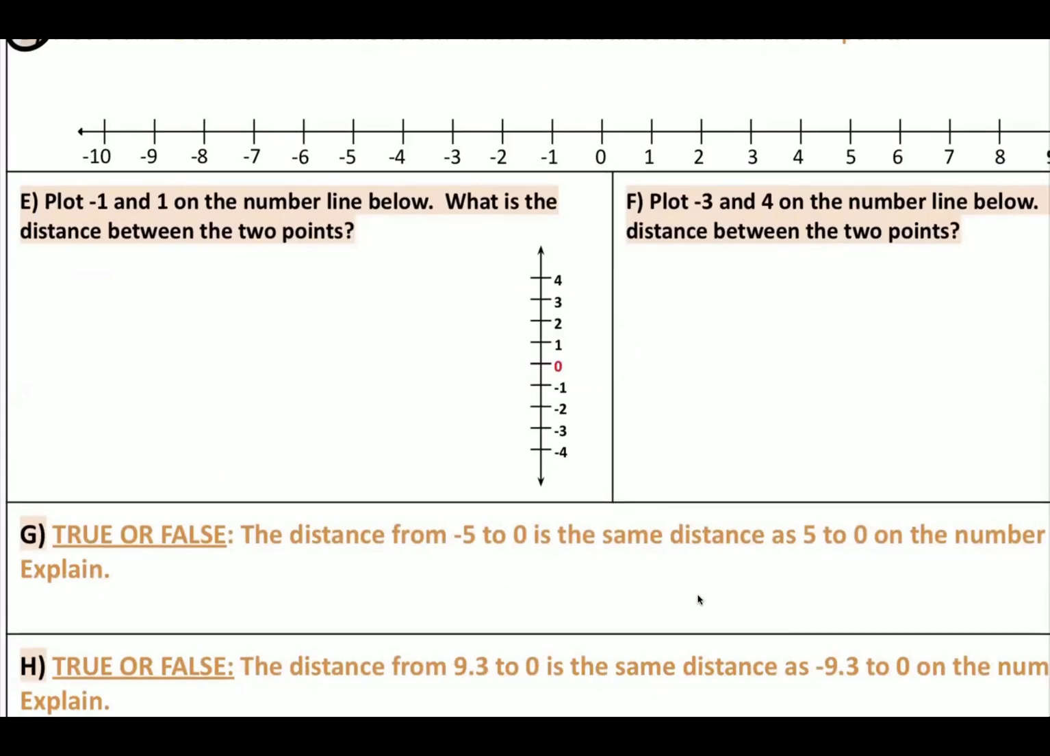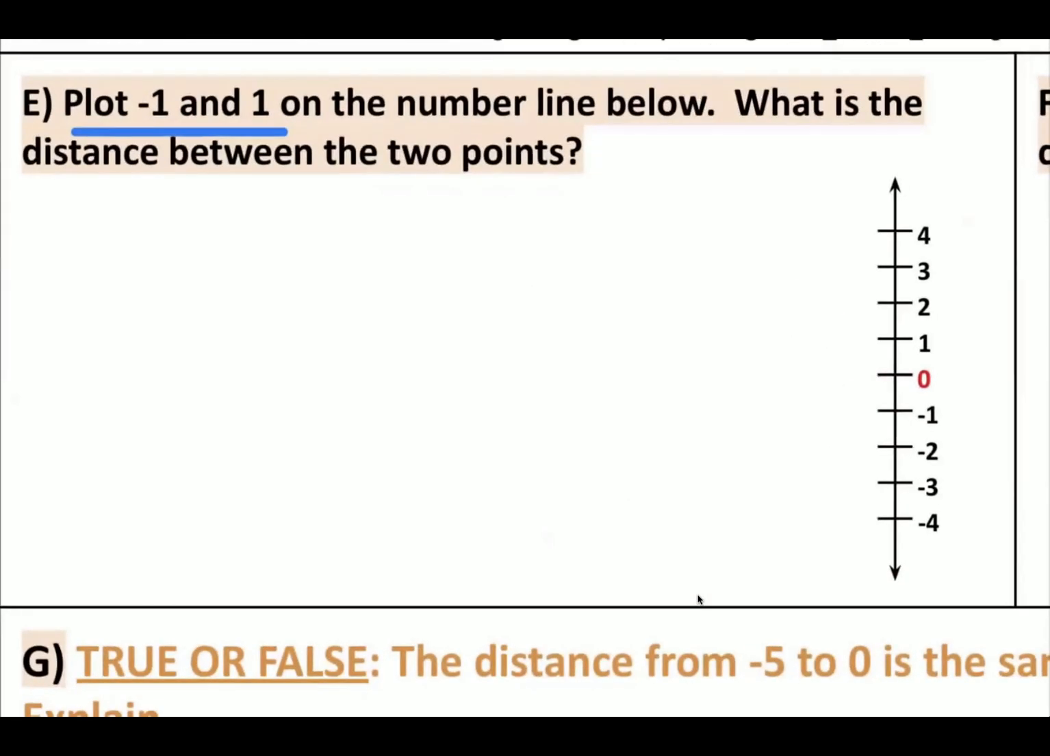For problem E, now we have a vertical number line. Go ahead and try this one on your own, then come back to the video. On this one, I'll zoom in a little bit. You should have plotted negative 1, which is below 0, and positive 1 above 0. And these are 2 spaces apart. So the distance here is 2.